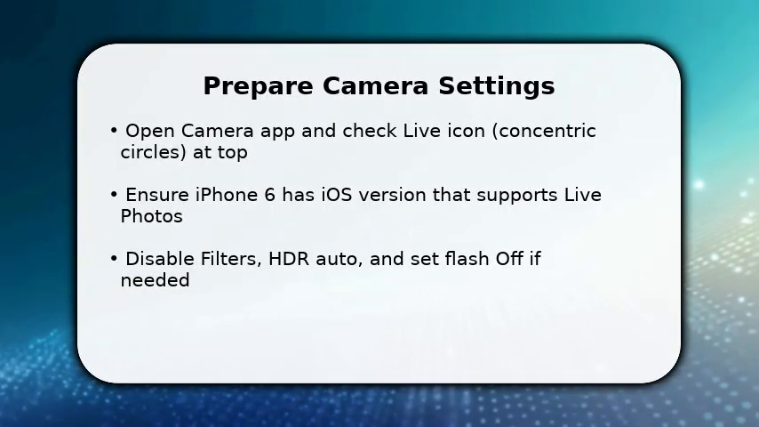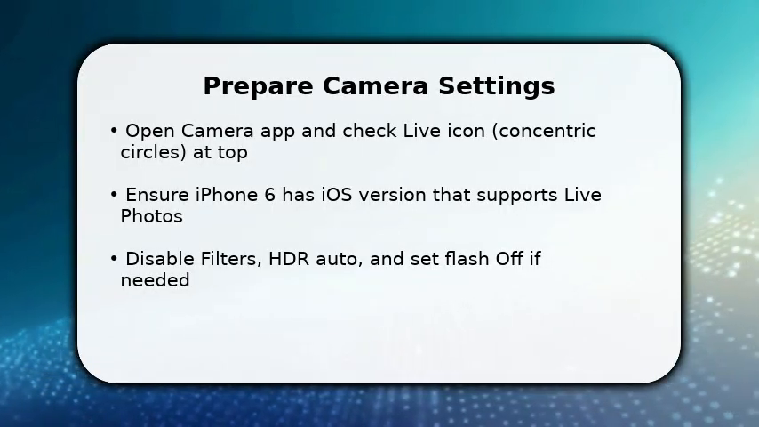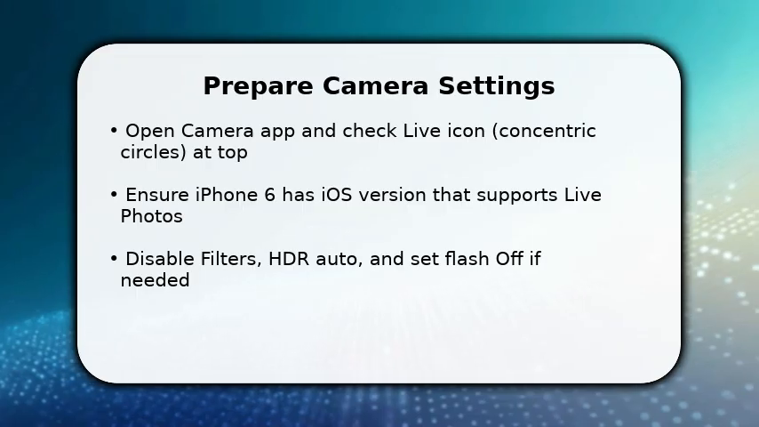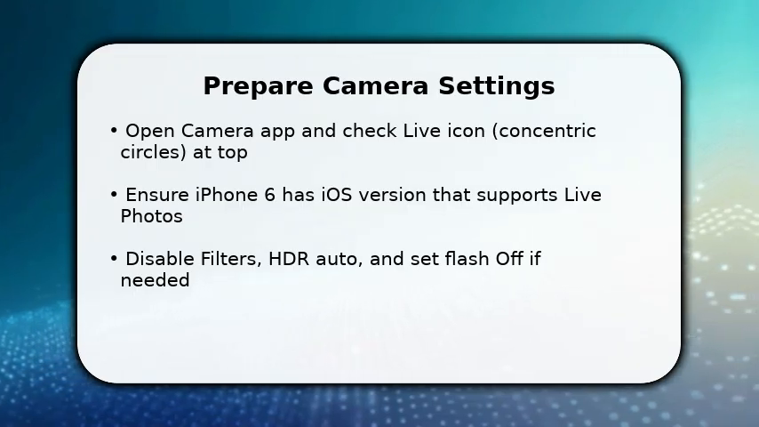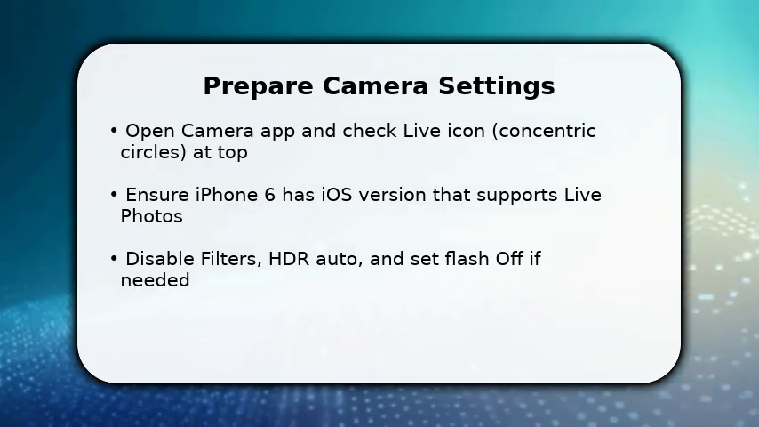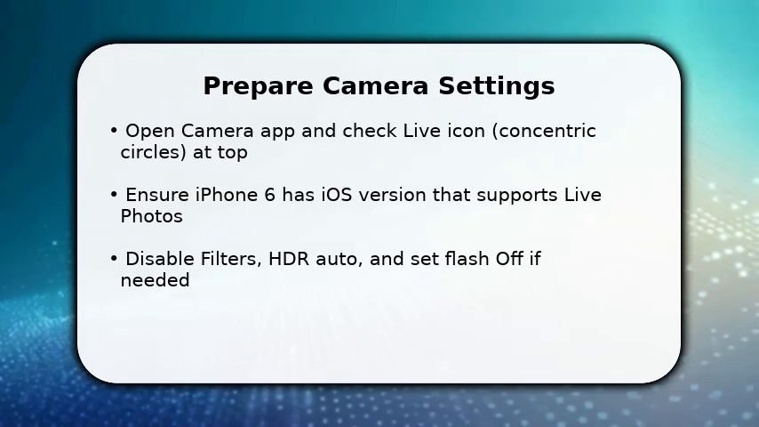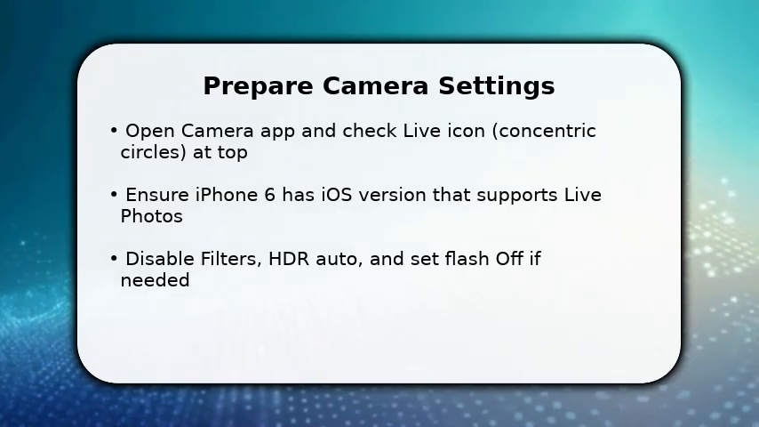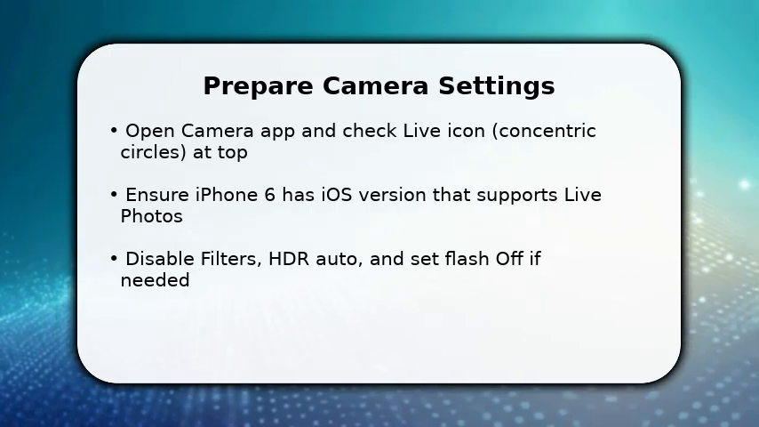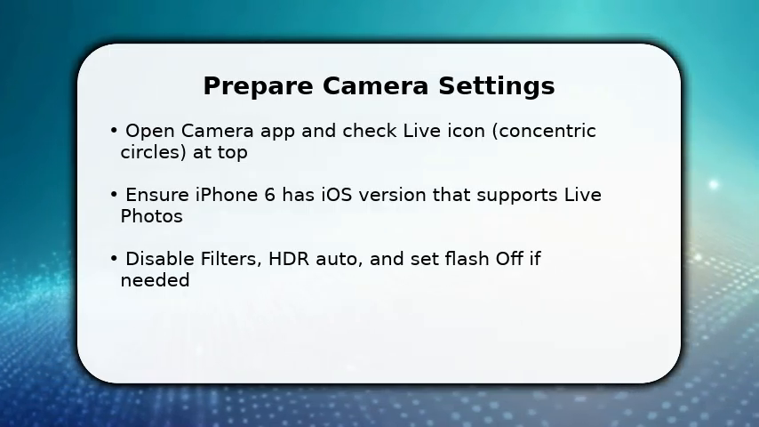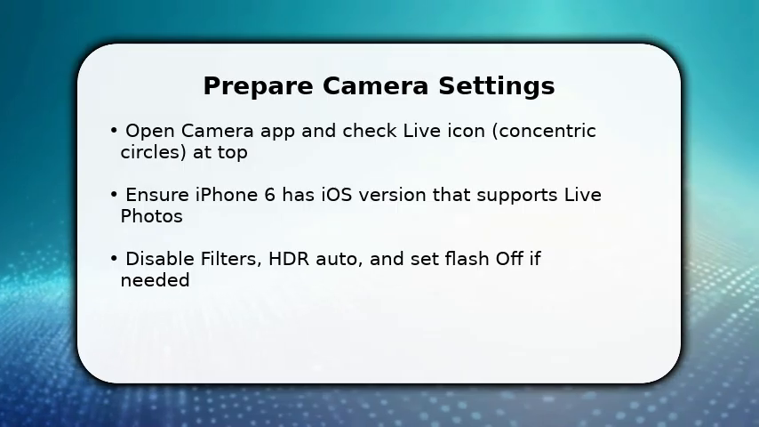You'll start by confirming live photos is available and enabled. Open the camera app and look for the concentric circles live icon at the top. Tap that icon so it's highlighted. This toggles live on and lets the camera record motion and audio. Make sure you're on photo mode rather than square or pano because live only works in photo.